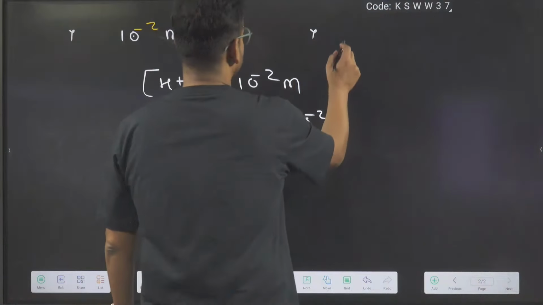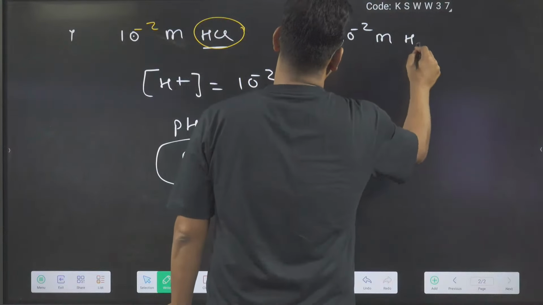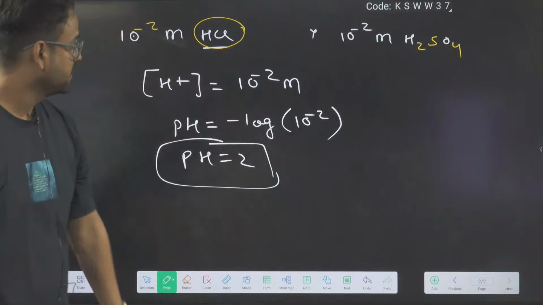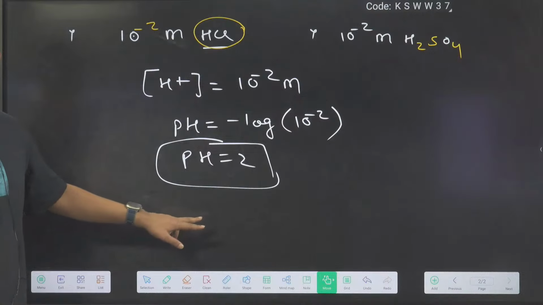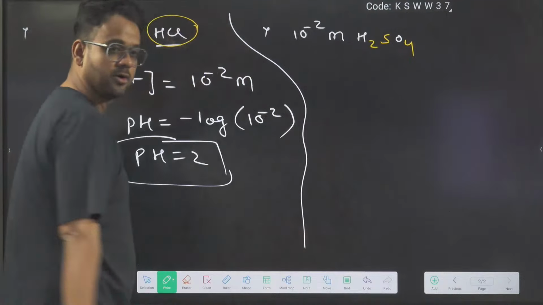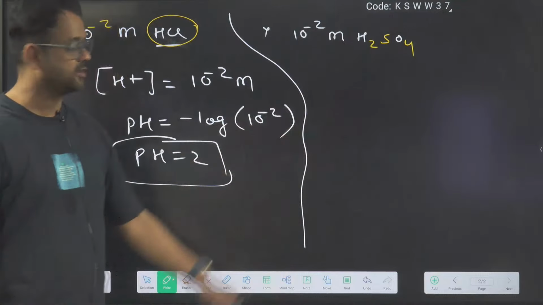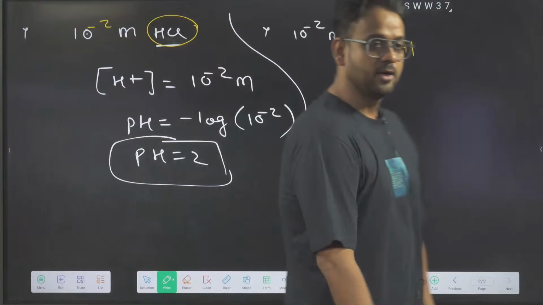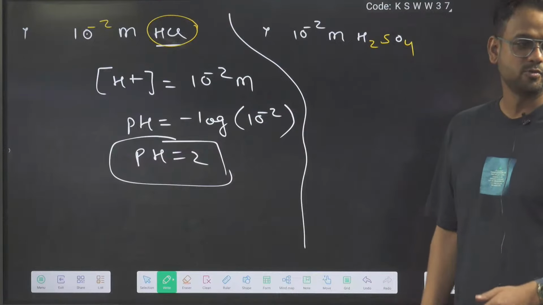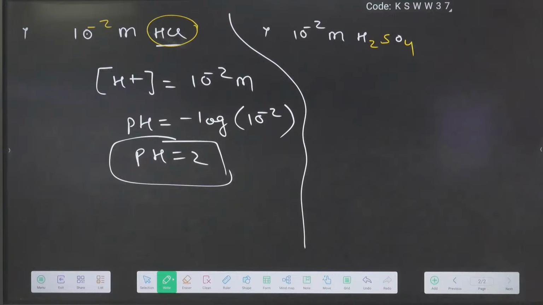Suppose I give you 10 to the power minus 2 molar H2SO4, beta. Boys and girls, anyone, maybe on Zoom or on YouTube, who would want to give the answer for the pH of 10 to the power minus 2 molar H2SO4? Anyone who would want to give the answer in the Zoom chat? Let me open the Zoom chat as well. Just give me 1 second.